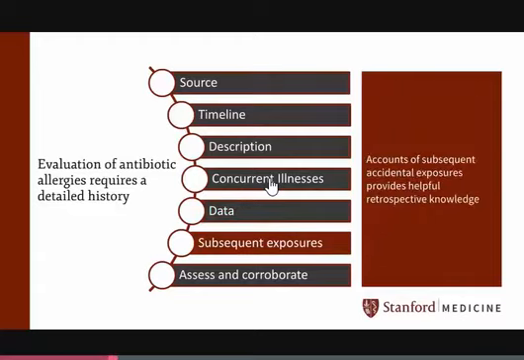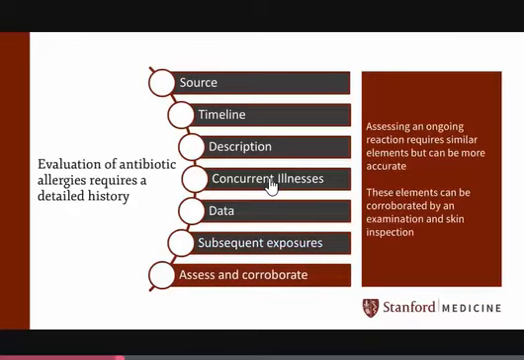Eliciting whether the patient has had any subsequent accidental exposures can also be very helpful retrospective knowledge. If you are assessing an ongoing reaction, similar elements are needed, but it can be more accurate as the information is more readily available and verifiable.